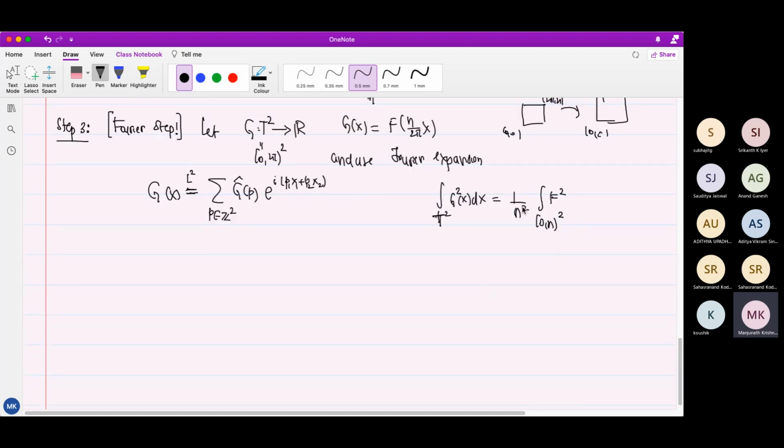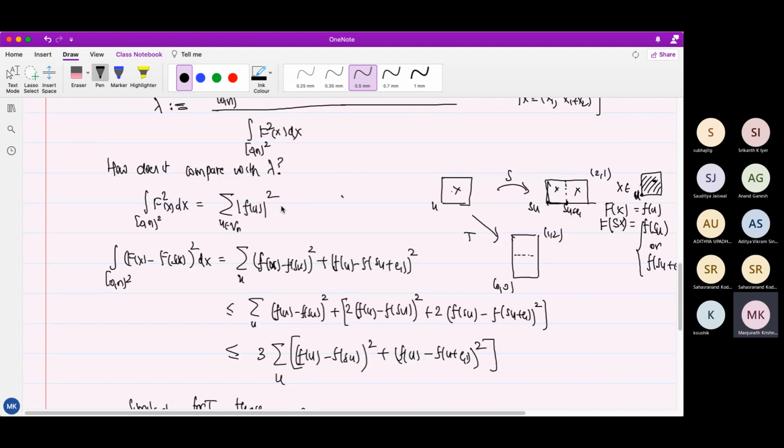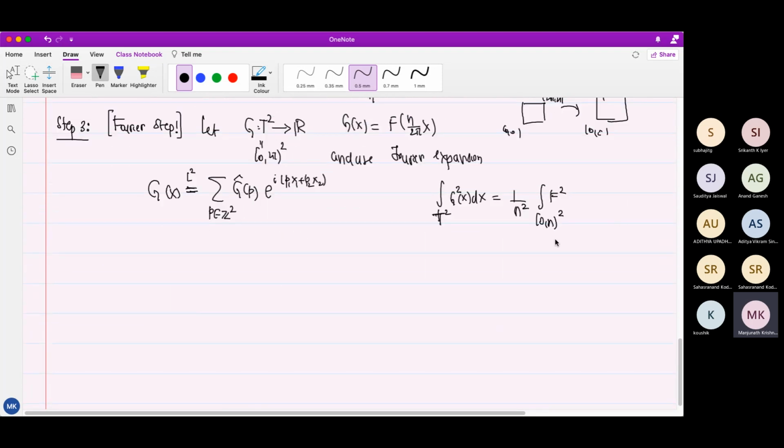G square x will be like this. Okay. But what is the other thing that I need? I need the f of x minus f of sx square. Okay. So what will that be? Again, with a factor of 1 by n squared, this will be the integral over g of x minus, maybe I will write it as g of s hat x. Okay, where s hat x is.